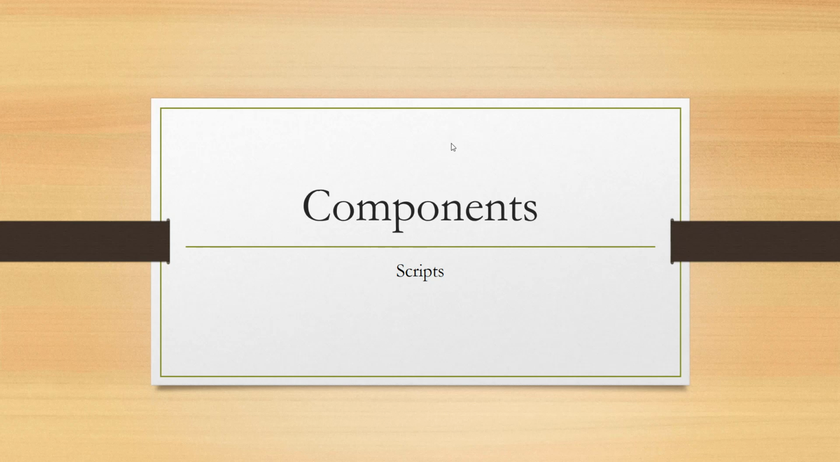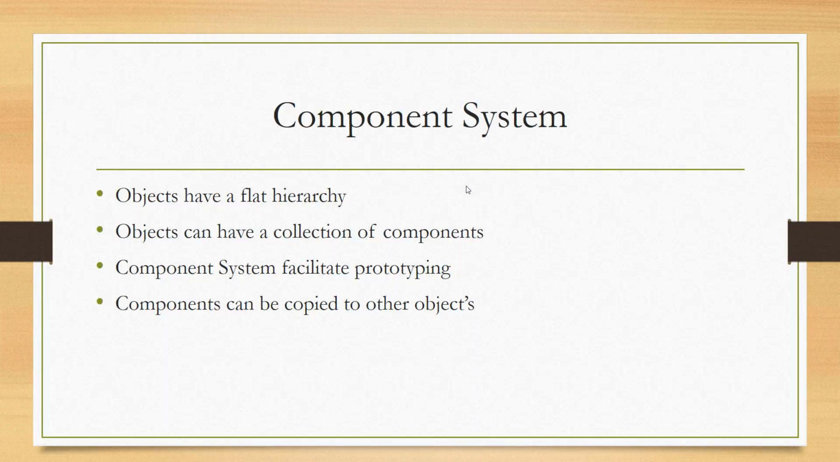Alright. So today we're going to talk about scripts as components. Unity pretty much is a component system, and objects have components as a flat hierarchy, and objects can have a collection of components. Component systems facilitate prototyping, and components can be copied from one object to another. That's what makes component systems a lot better than flat hierarchy systems, because with flat hierarchy systems, you have to do a lot of overriding to get the same type of behaviors.